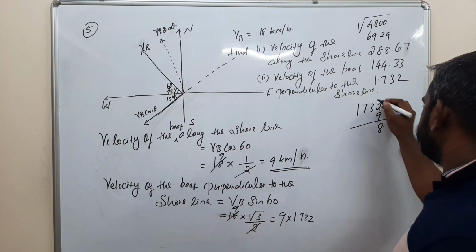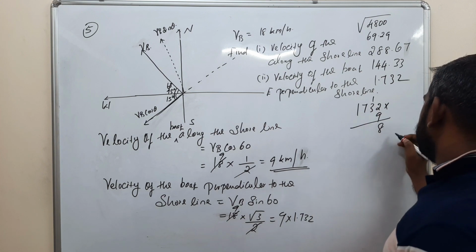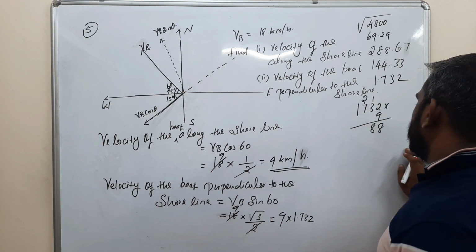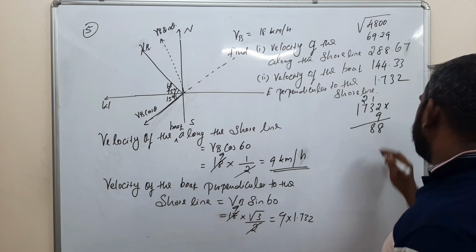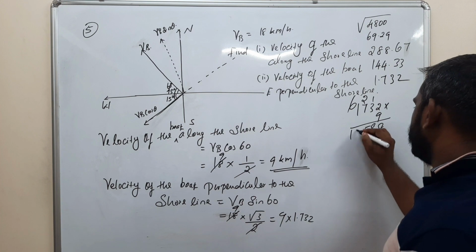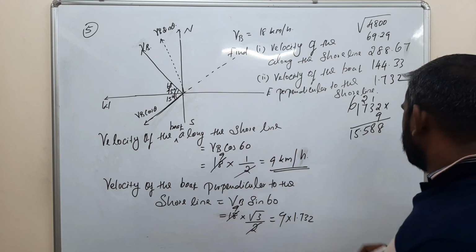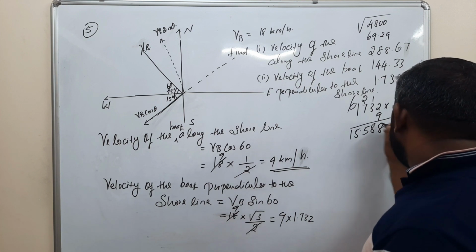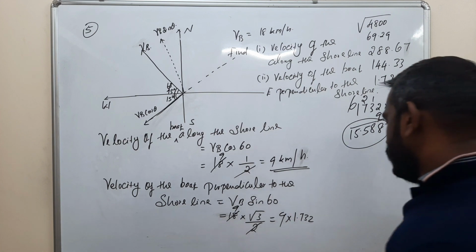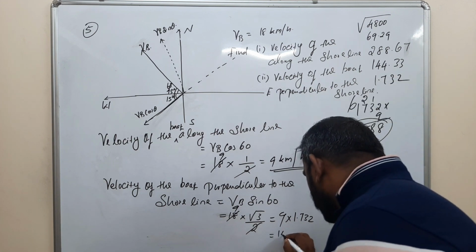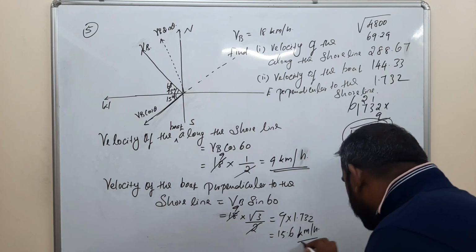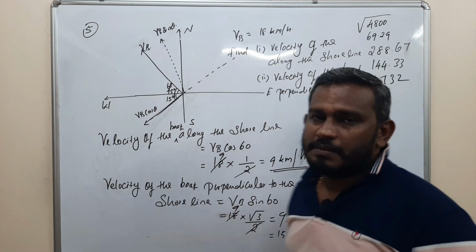It is 18, 27, 3 nines are 27, 28, 8, 2, 9 sevens are 63, 65, 5, 6, 1 9, 15, okay, 15. So 3 digits, okay. So that's equal to 15.588. When you round this value, we can write 15.6. So that's equal to 15.6 kilometer per hour.